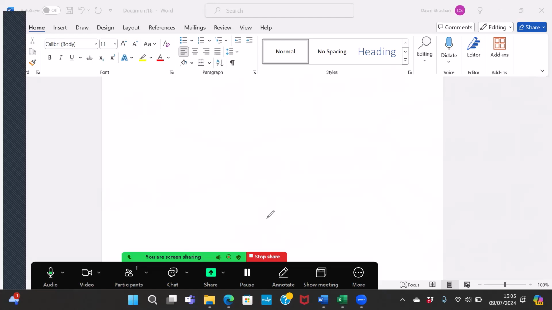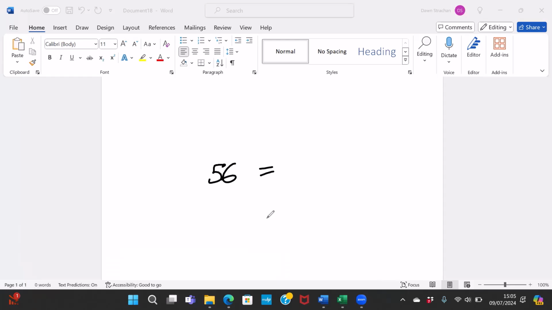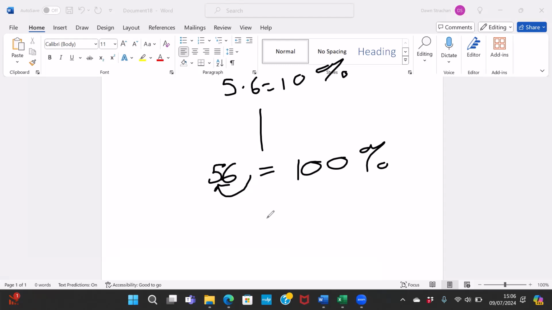Let's say that this time 56 equals 100% this time. Let's go a little bit harder. Actually, quite a bit harder. Okay, so again, let's start with working out 10%. So 10%. This time what I'm going to do is move the decimal point 1 space along because I need it to be 10 times smaller. So that's going to be 5.6.